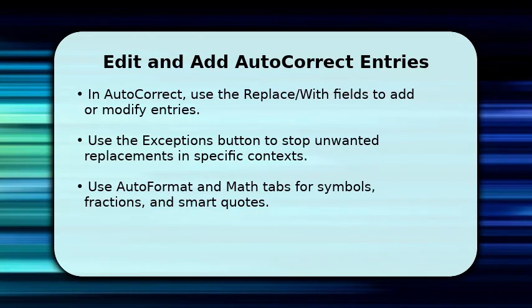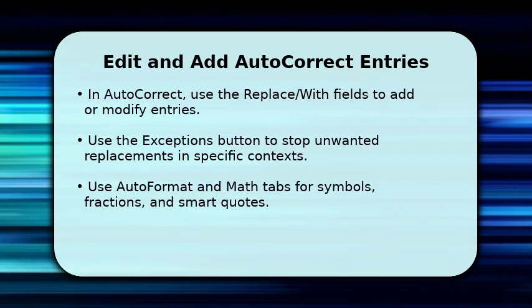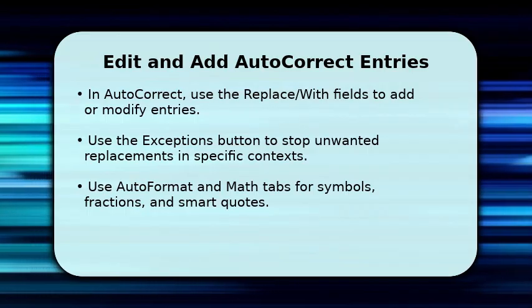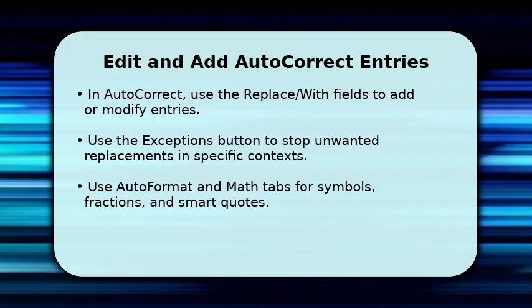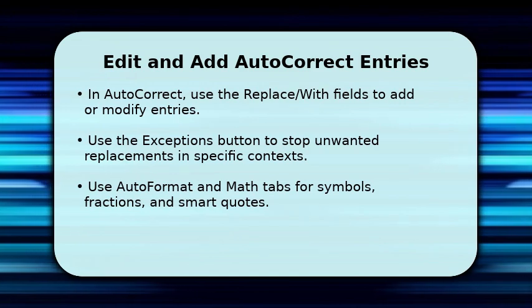You should create concise, unique shortcuts to avoid accidental triggers. For example, type ETR for your full address. Make sure to explore exceptions to prevent replacements in capitalized words or after certain characters. Also, check Auto Format and Math Autocorrect tabs to handle symbols, fractions, and smart quotes. These control why some characters change automatically.